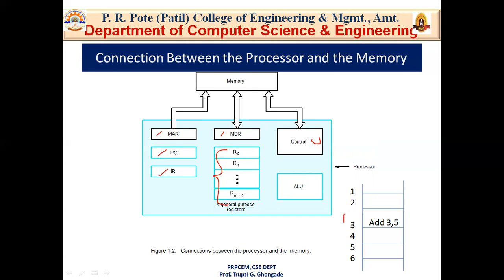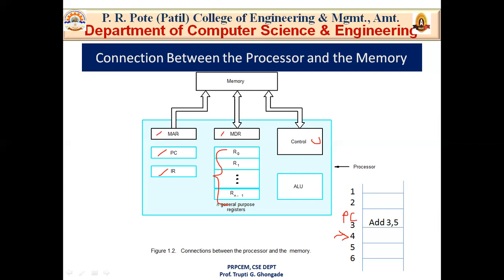Currently PC points to this memory location, but while executing this add 3, 5, PC will point to the next memory location, that is memory location 4. So the program counter is a specialized register which keeps track of the execution of the program, because it always keeps track of the next instruction. It holds the address of the next instruction. During the execution of an instruction, the contents of PC are updated to correspond to the address of the next instruction to be executed. For example, PC will be updated to memory location 4 while executing the instruction at memory location 3.